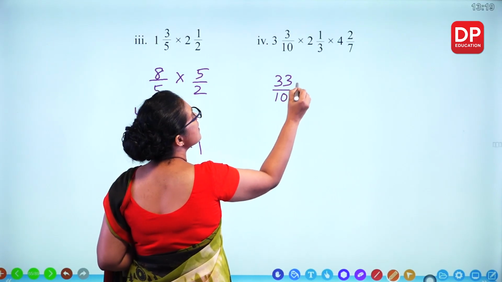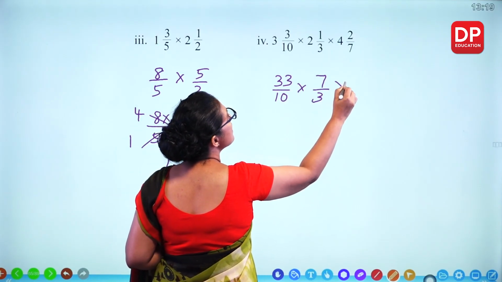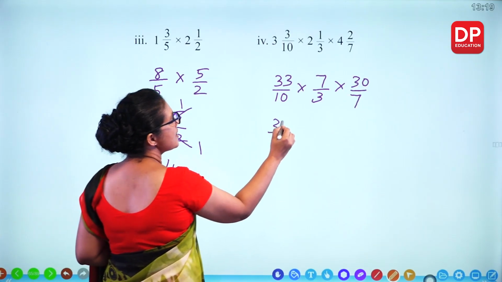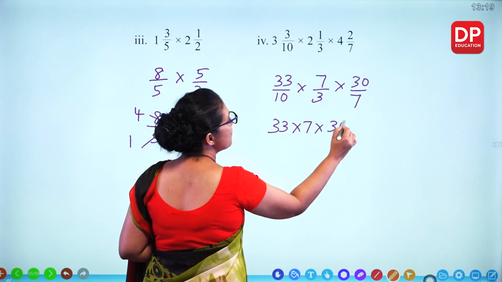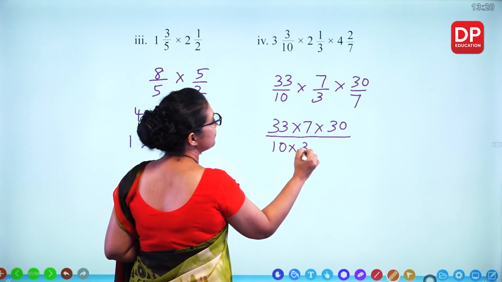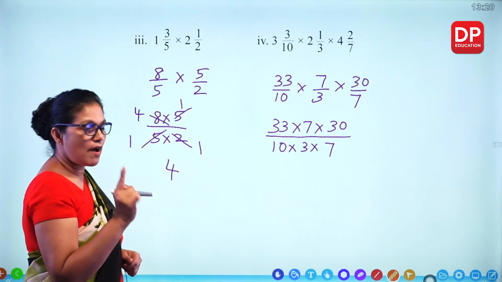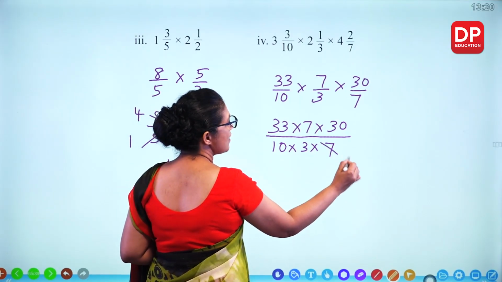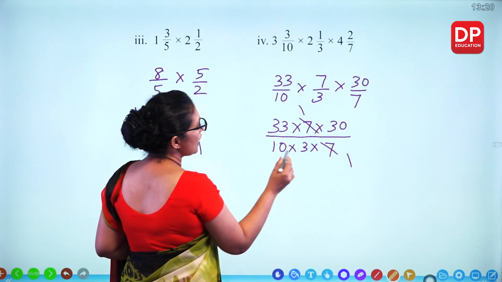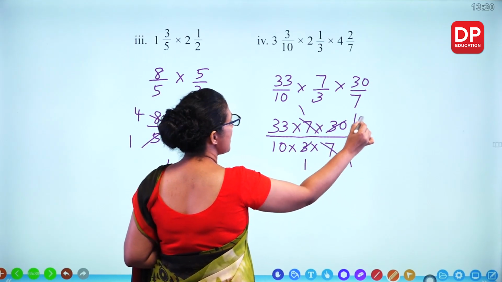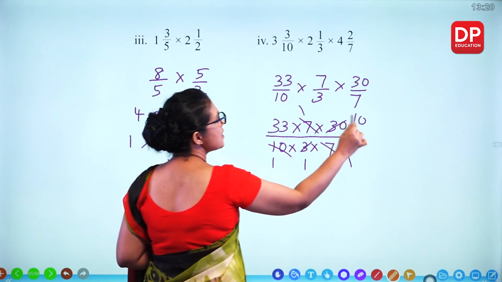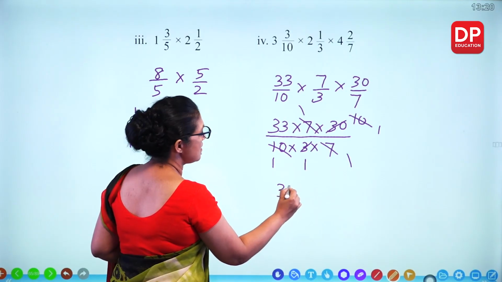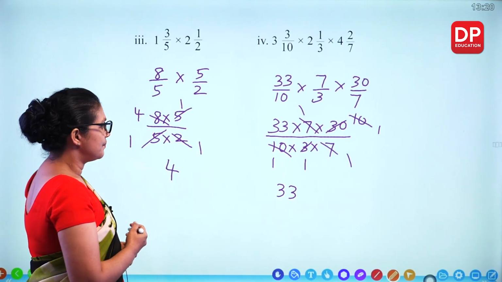Again this one, improper fractions. 33 over 10. 7 over 3. 30 over 7. Now numerator separately, denominator separately. Simplify factors in the numerator and the denominator. 7, 7. 3 times 1, 3 times 10. Then 10 times 1, 10 times 1. Now what's the remaining part? 33. So the answer is 33.